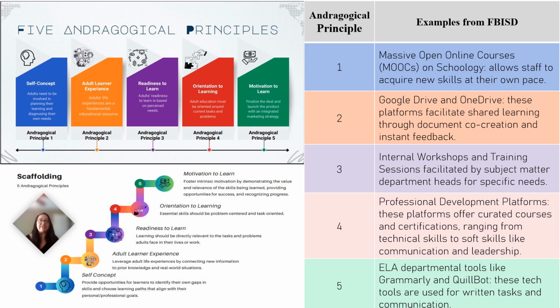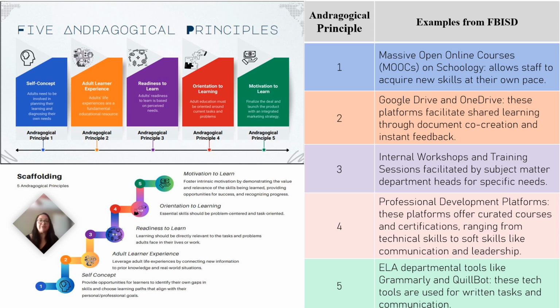Number 4, orientation to learning. Adult education must be oriented around current tasks and problems. Scaffolding essential skills should therefore be problem-centered and task-oriented. This means focusing on practical application and immediate utility of the learned skills rather than abstract theoretical knowledge.